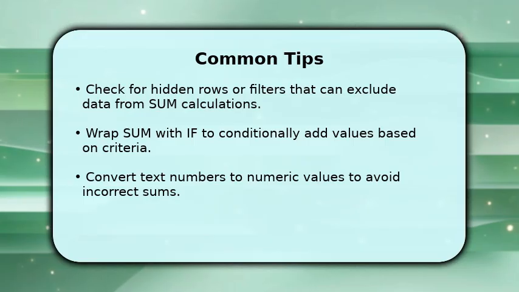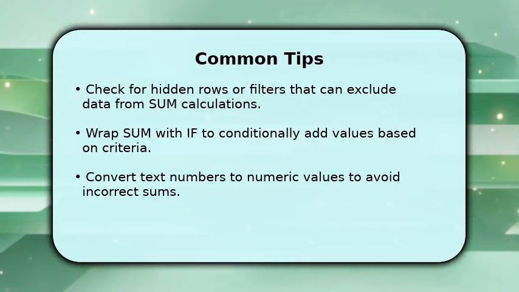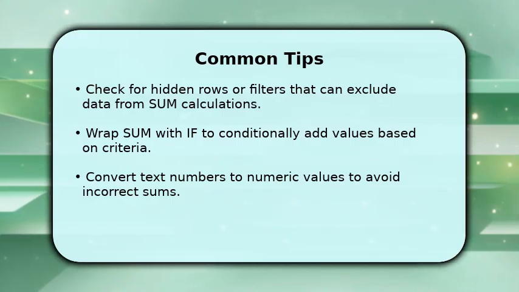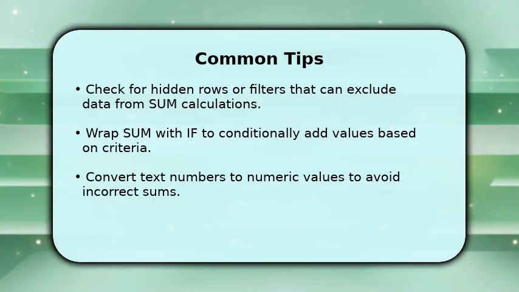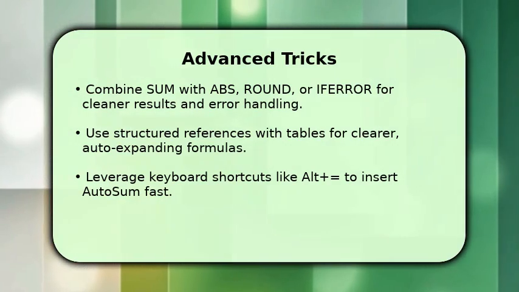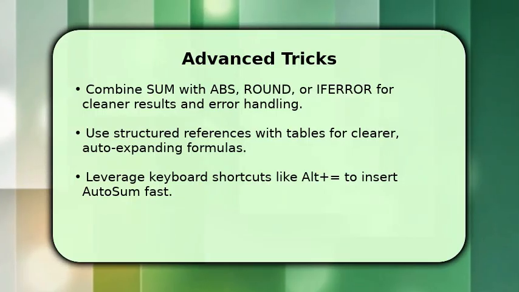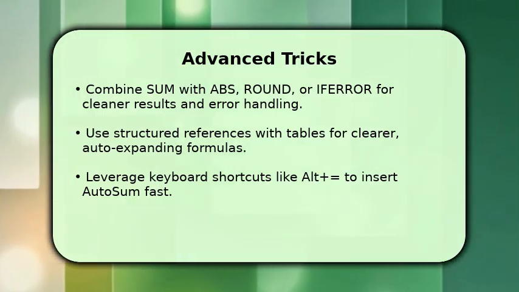When numbers appear as text, use VALUE or multiply by 1 to convert them to numeric form so SUM includes them properly and your totals stay accurate. Combine SUM with functions like ROUND to tidy totals or IFERROR to handle problematic cells without breaking your sheet.